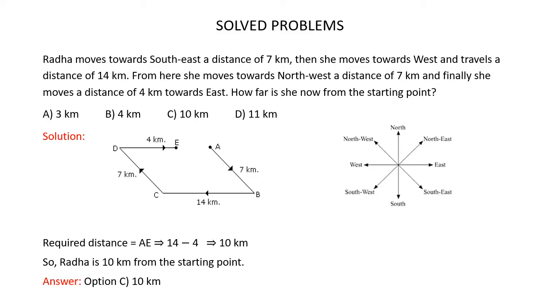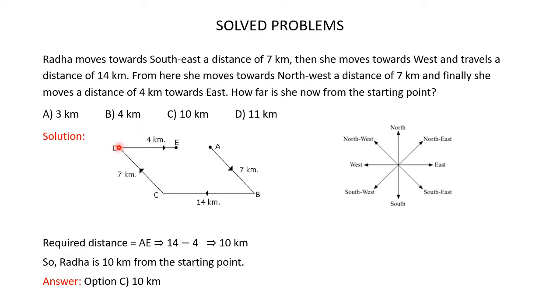So first let's draw a diagram for the information given in the question. Radha starts from point A and moves towards southeast a distance of 7 kilometers to reach B. Then she moves towards the west and travels 14 kilometers to reach C. From here she moves towards northwest a distance of 7 kilometers to reach D.